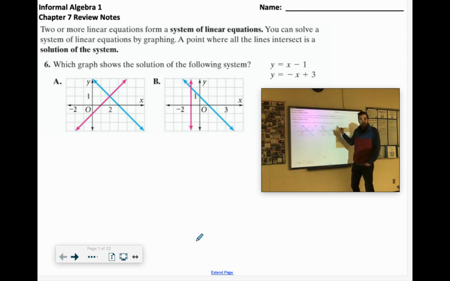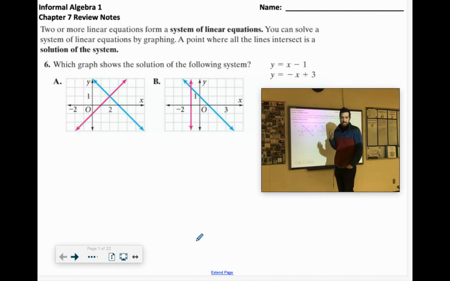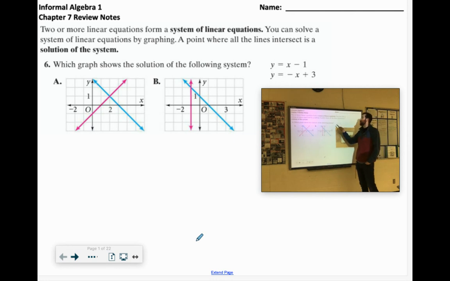Let's start reviewing for this test, huh? This will go over everything you could possibly need to know for that test. So which graph shows the solution of the following systems? You have y equals x minus 1. You have y equals negative x plus 3.